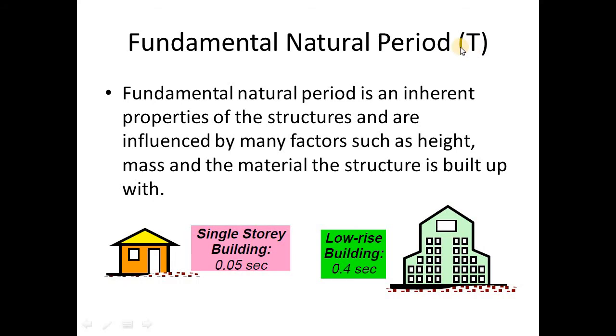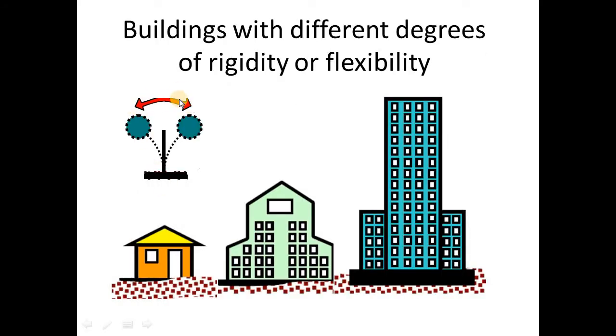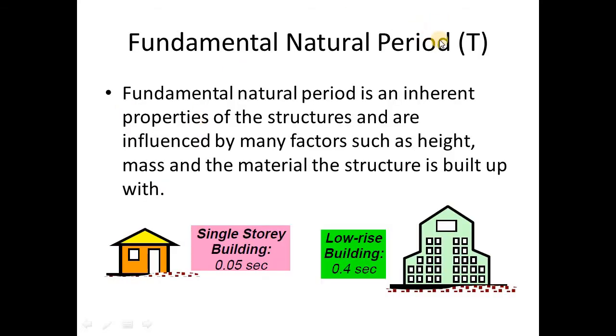Fundamental natural period is the time needed for a building to sway back and forth, as I've shown to you, from one side to the other side, to complete a single cycle. That is known as the fundamental natural period. It is an inherent property of the structure and is influenced by many factors. They could be height, mass, or the materials the structure is built with. Many other factors could also influence the fundamental natural period.